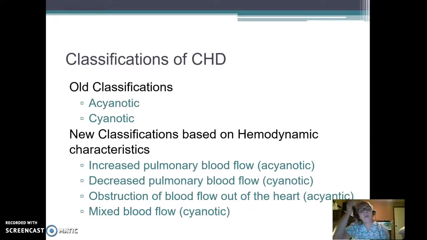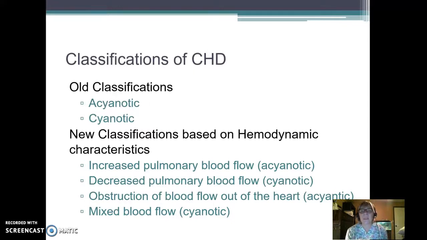So what we really prefer to use now is a left to right shunt is acyanotic. We take blood from the lungs, send it back to the right side of the heart, send it back to the lungs. Then a right to left shunt is what we used to call cyanotic. So blood returning from the body bypasses the lungs and goes back to the body, so it never gets oxygenated. So we'd prefer right to left or left to right shunt now.